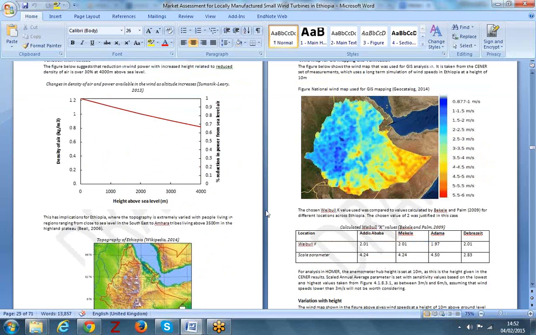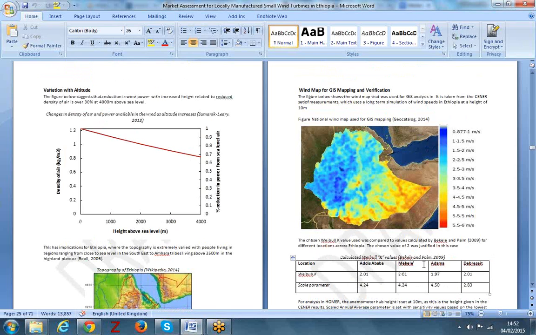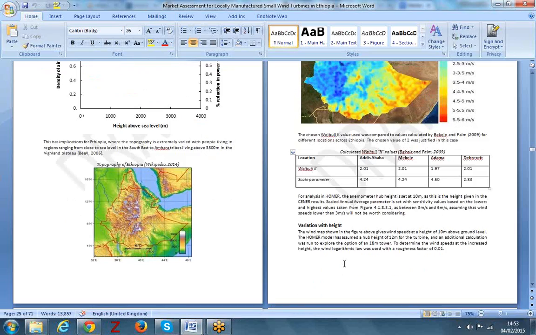Homer needs some other parameters such as the Weibull K, which we've found from other research projects that have actually measured it in different parts of the country: Addis, Mekelle, Adama and Debrecen. If you're doing a national survey in Homer, you just have to pick one because you can't really change it, unfortunately.